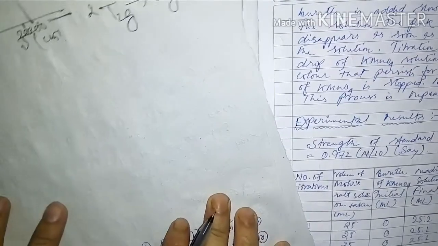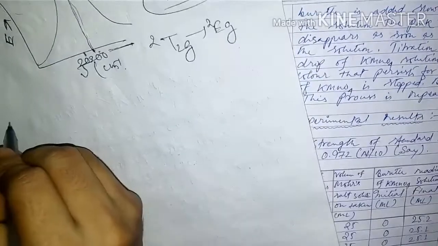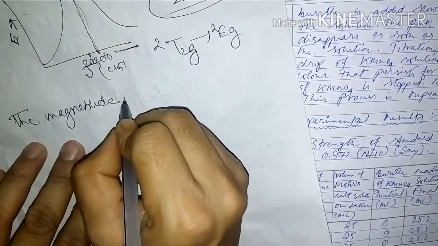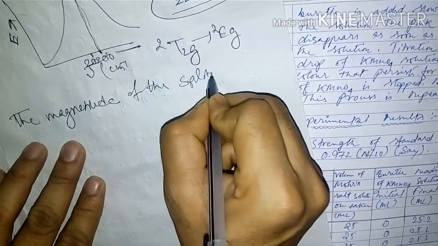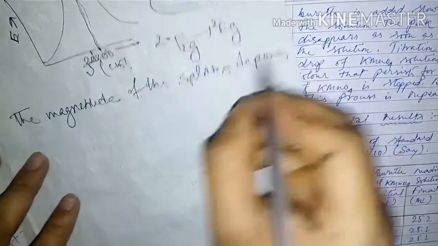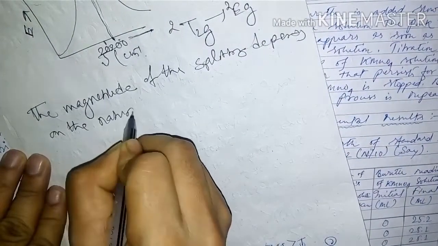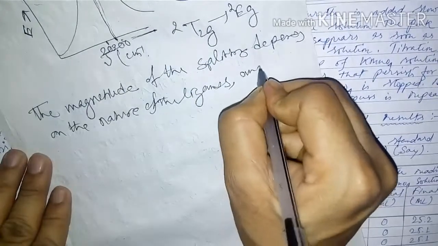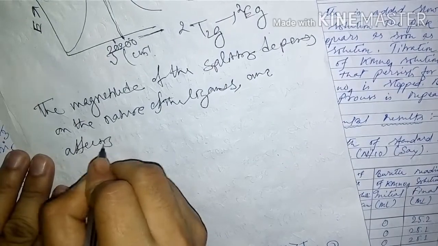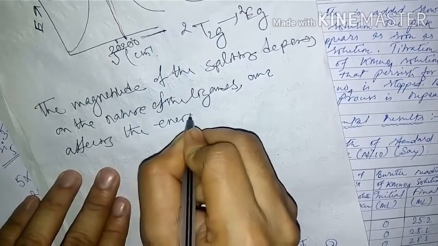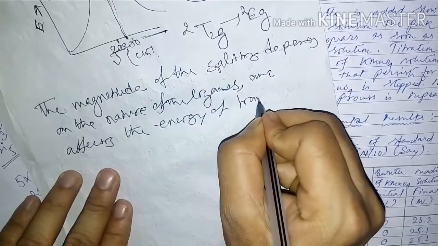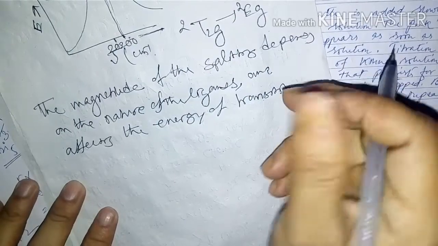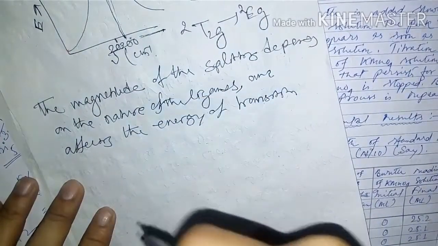The conclusion is that the magnitude of the splitting depends on the nature of the ligands and affects the energy of transition, and hence the frequency of maximum absorption in the spectrum.